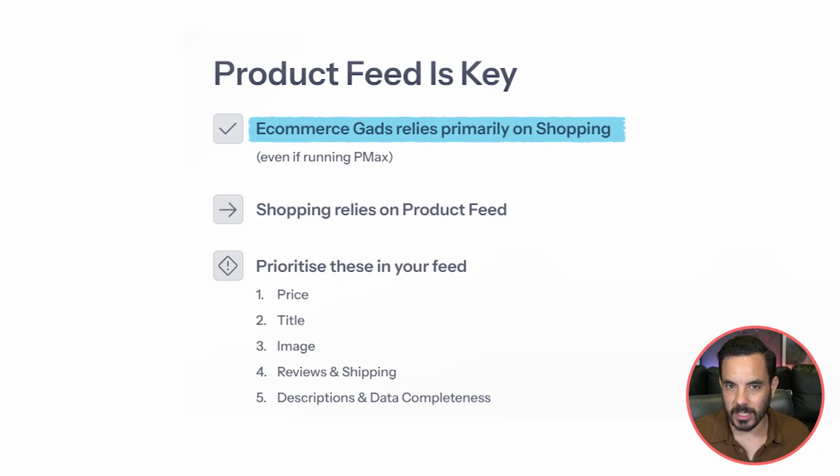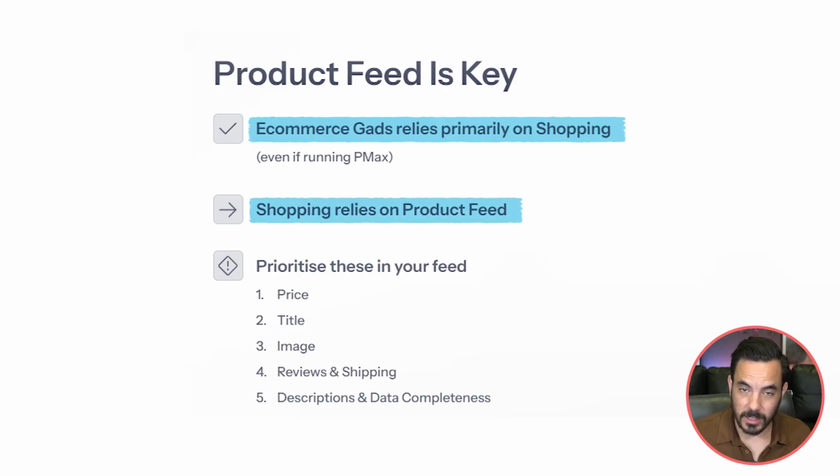So knowing this, you need to know where to focus when you want to improve your shopping ads, and the place to focus is your product feed. Shopping relies on your product feed, so optimizing your product feed and making it better is equivalent to optimizing your shopping ads campaign, and optimizing your shopping ads campaign is probably the most important thing to do if you're running e-commerce Google Ads, because that's where the money's at. And then once again, just knowing where to prioritize.